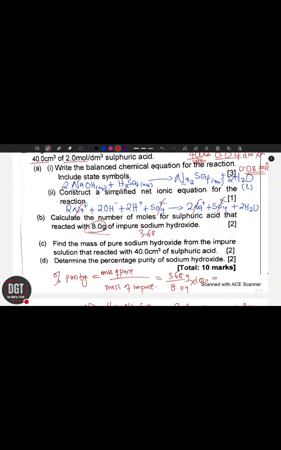What is it giving us? So divide 8, multiply 100. For me, I'm finding 46. I don't know what you're finding. 46%. So 46% is the percentage purity.